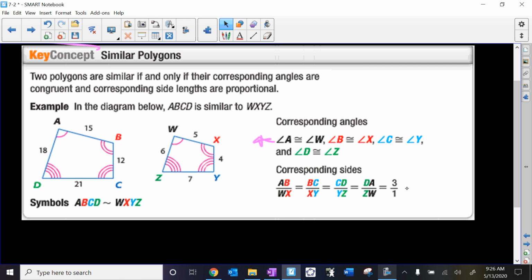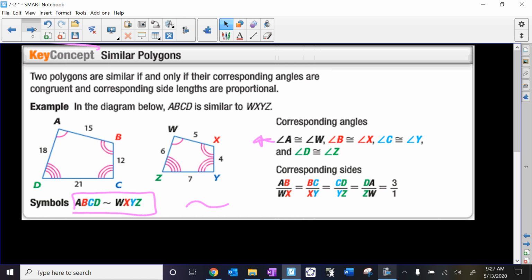Just like how we had congruent statements, we have similarity statements in the fact that all of your corresponding angles and sides are going to match up. But the similarity statement symbol is just going to use the little squiggle. I don't know what it's actually called on the keyboard, but that's the symbol that we're going to use for similarity.